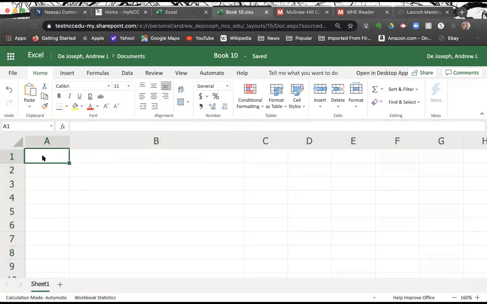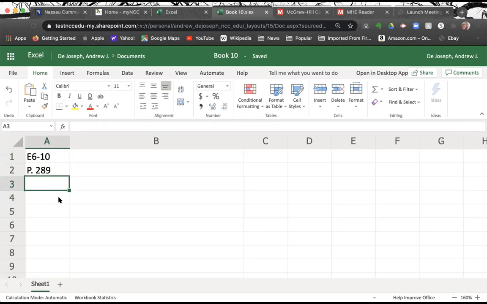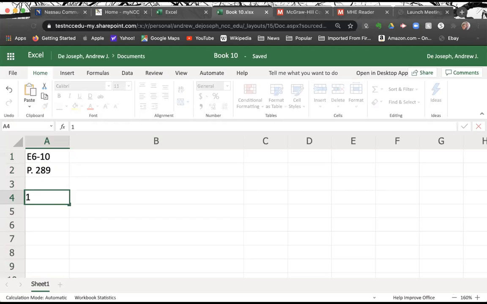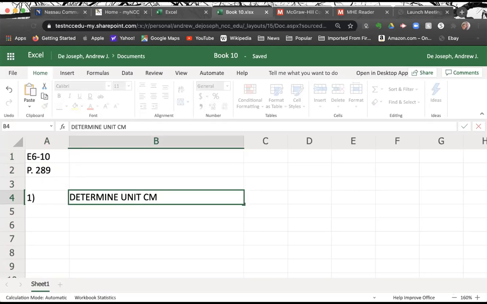Okay. So this is exercise 6-10, right? And in the book, this is on page 289. Okay. And part 1 wants us to determine unit CM, right? Unit contribution margin and CM ratio.